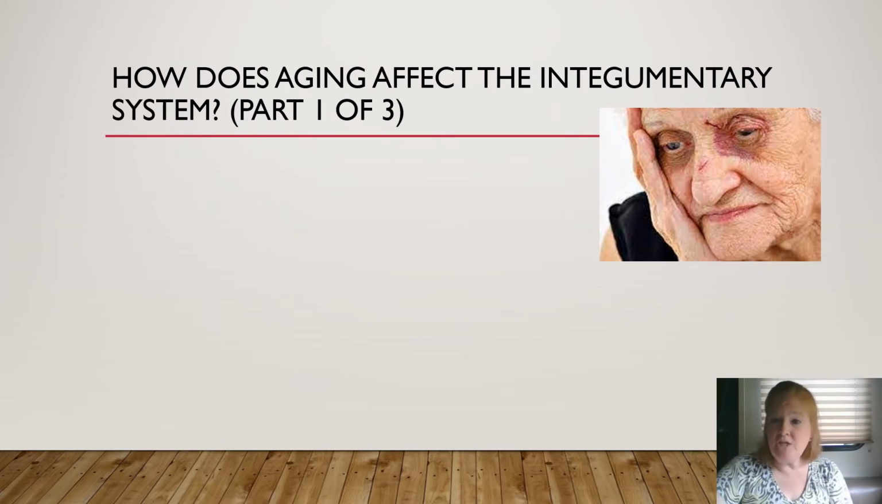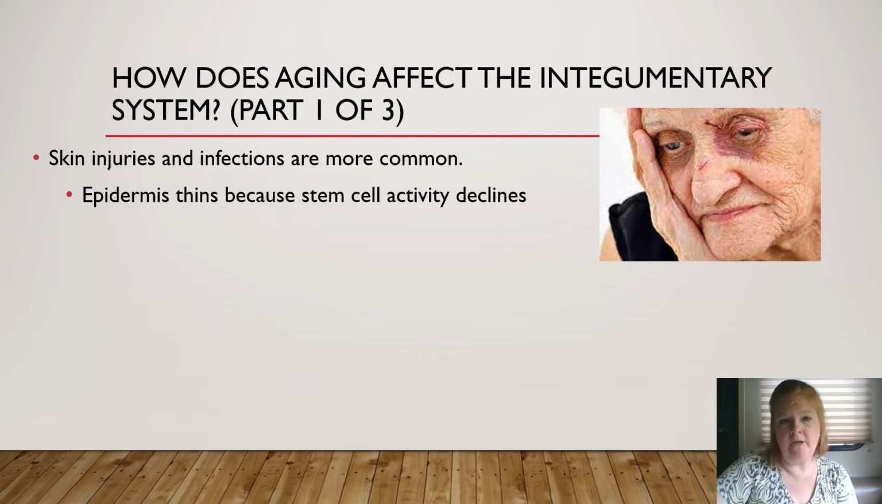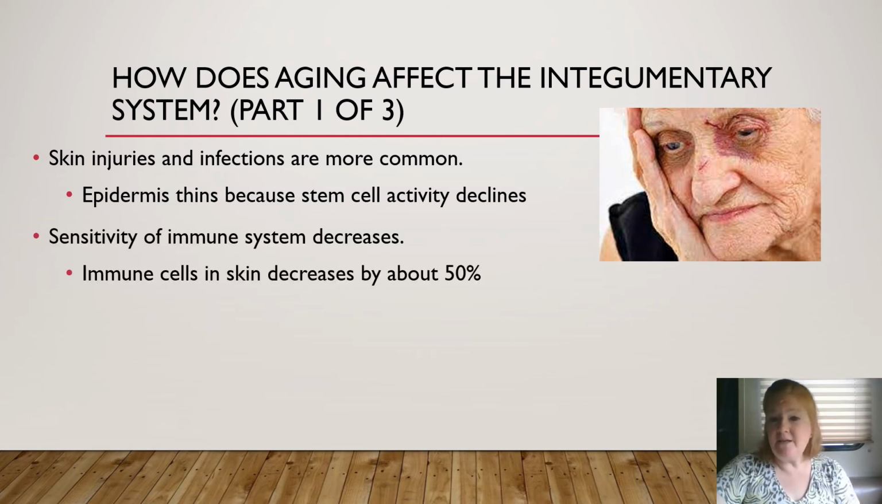How does aging affect the integumentary system? Well, skin injuries and infections are more common because if you remember, the epidermis thins. So the stem cell activity declines, which means the cells aren't replaced as quickly. So the epidermis thins. The sensitivity of the immune system decreases. So those Langerhans cells, those immune cells in the skin, it decreases by about 50%. That's partly the reason infection may increase, right?